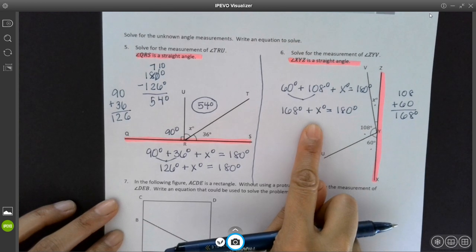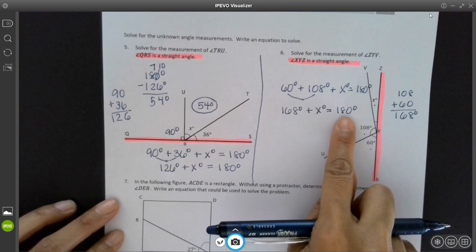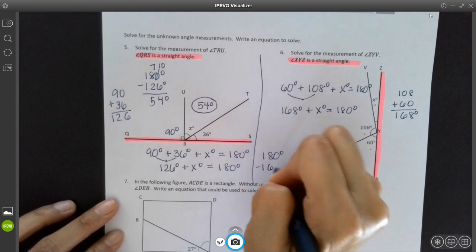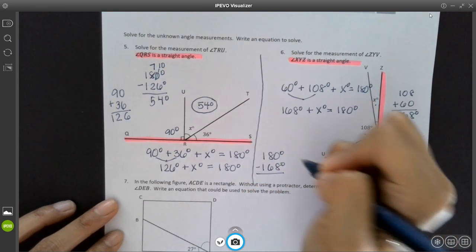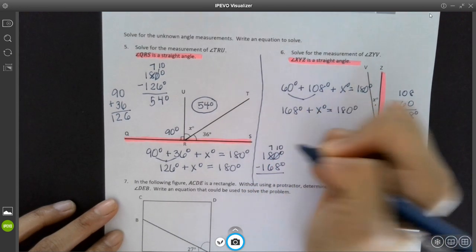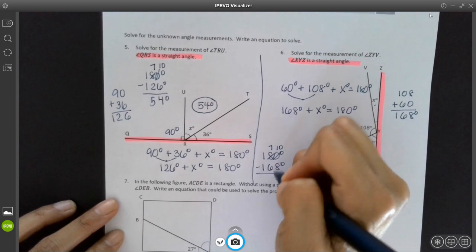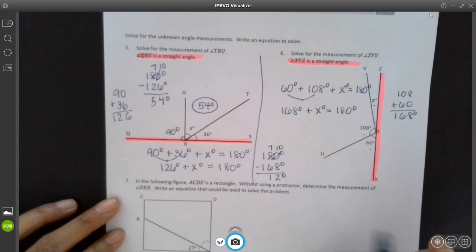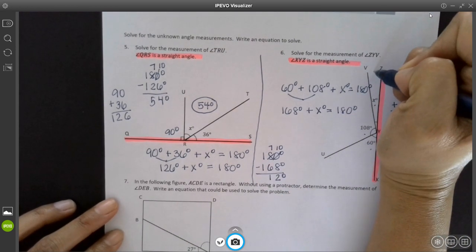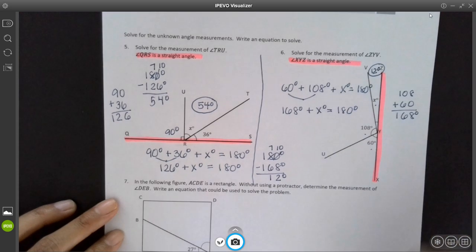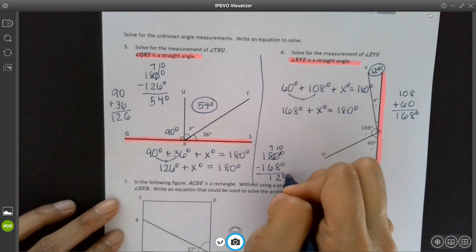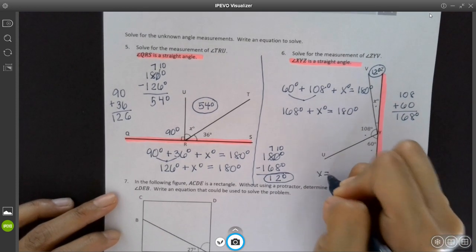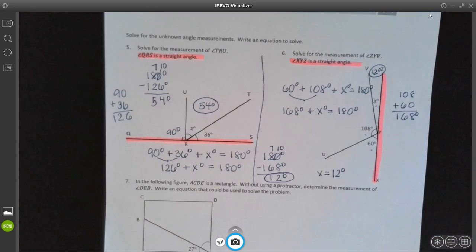And then we just need to find the x with subtraction. And I know I need to do 180 minus 168. Some of you might be able to do this mentally, which would be fine. And I know that that's probably correct because that is a very small angle. So I got 12 degrees right there. That's kind of tiny. So I'm going to circle my answer here as well. So x equals 12 degrees.